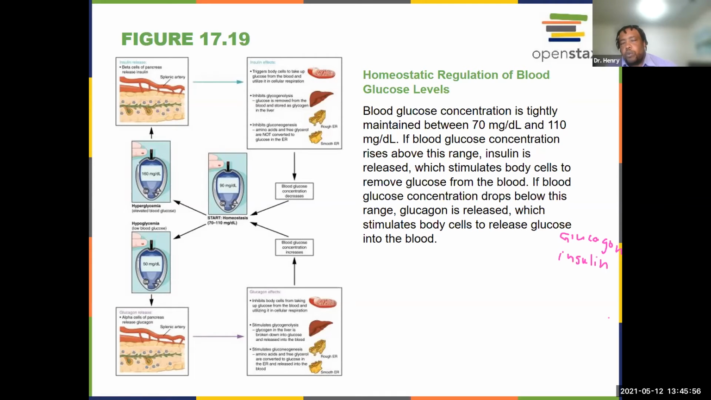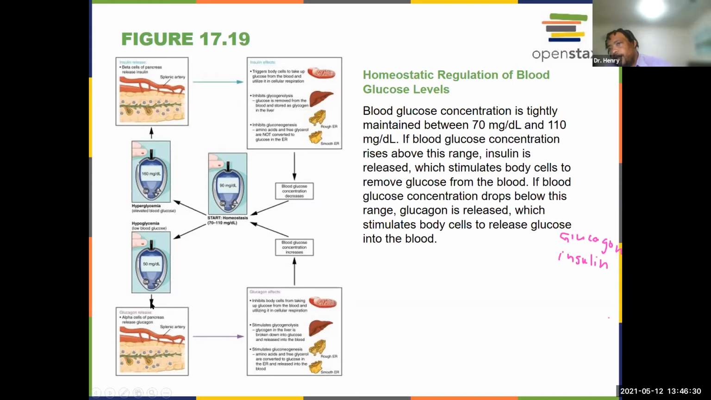So you're no longer going to be breaking down the glycogen. Instead, you're going to be storing it. It's going to inhibit gluconeogenesis, which is basically your amino acids and your free glycerols are not going to be able to be converted into glucose in the ER. Okay, so as a result of that, your blood glucose concentrations are going to decrease.